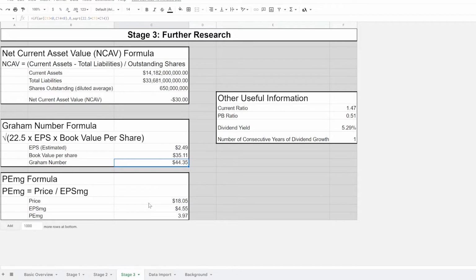PEMG formula, that's price to earnings using the earnings per share Modern Graham figure, the weighted average earnings, and that comes to 3.97. That is a very low PEMG. Other useful information, we have a current ratio of 1.47, price to book ratio of 0.51, dividend yield of 5.29% based on the current dividend, and it has only 1 year of consecutive years of dividend growth. So those are things to keep in mind.